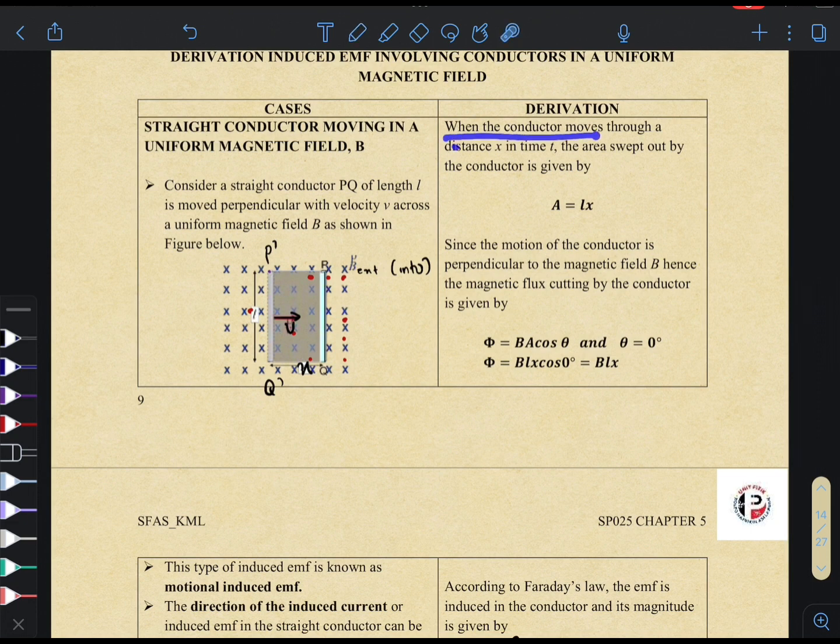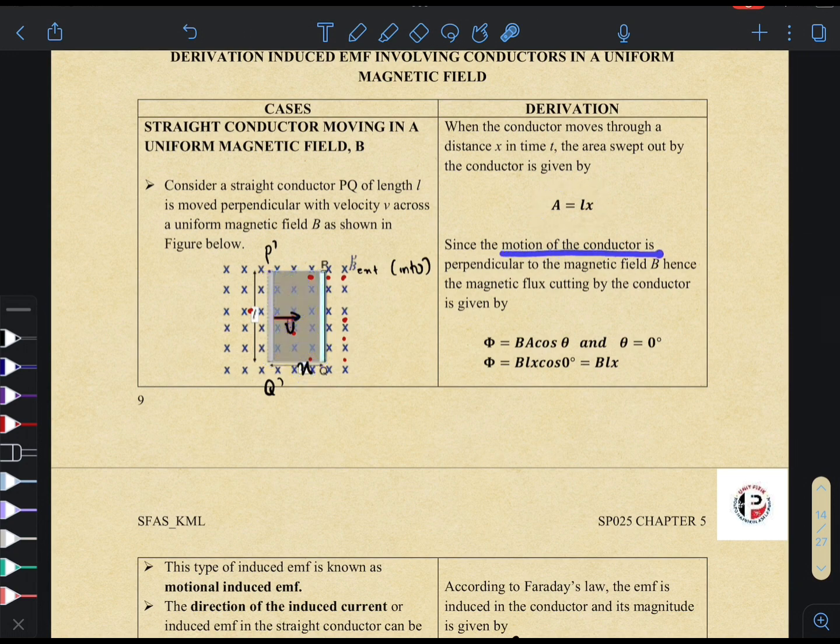So when the conductor moves through a distance X in time T, the area swept out by the conductor is given by A equals Lx. Initially this was the length of the conductor, and then this length moved across a distance X to be in this new position. So basically the area covered by this conductor is the length multiplied by the distance moved. So the area here becomes L multiplied by X.